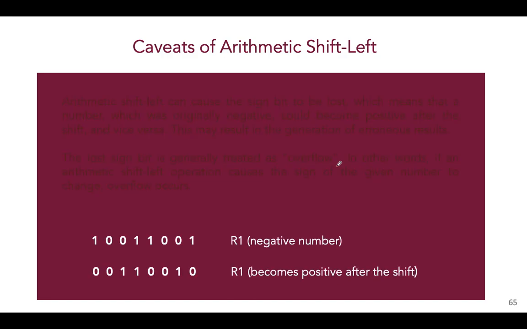For example, if this was our original number, which you can see is negative, and then we shifted it left, this is arithmetic shift left by 1 bit. So this will be dropped, 00110010, right? But this is now a positive number. So this is an overflow condition, which is a problem with arithmetic shift left.